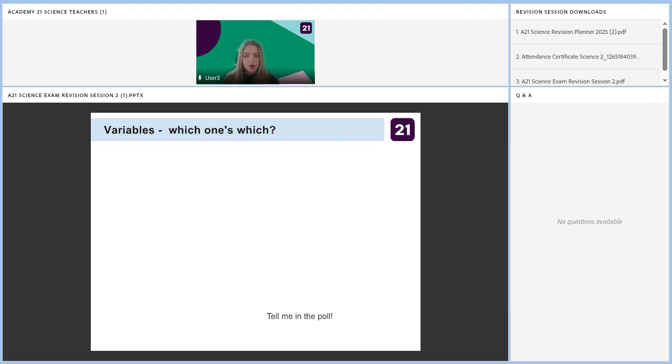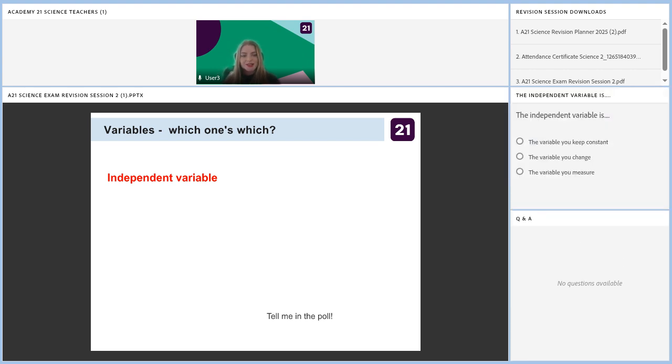Okay, so those three different variables then, the first one is the independent variable. In the poll, feel free to let me know which of those definitions you think best matches the independent variable. You can guess if you're not sure, or answer in the chat if you'd like to.